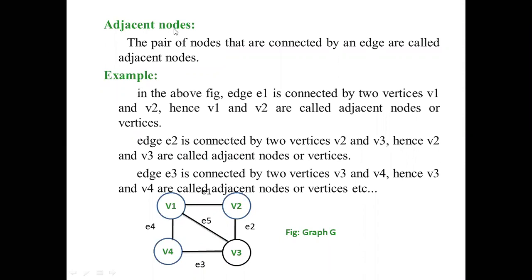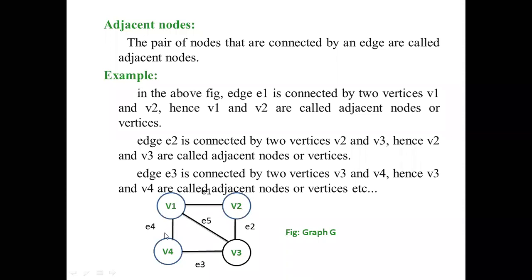Next definition, adjacent nodes. Here node means vertex. The pair of vertices that are connected by an edge are called adjacent nodes, or adjacent vertices. For example, in the given graph, the vertices are V1, V2, V3, V4, and the edges are E1, E2, E3, E4, E5.